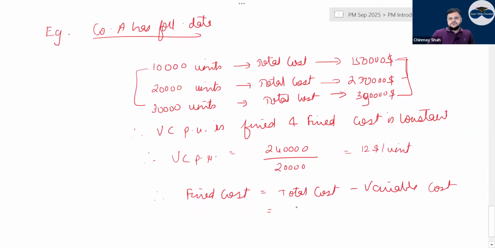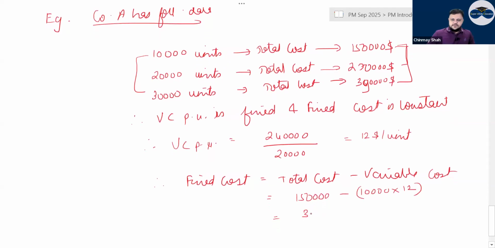So how much is total cost? Sir, 150,000. Minus how much is the variable cost? 10,000 units, 10,000 into $12. Correct? So how much is the fixed cost then at every level? 30,000. बराबर है क्या? देखो. Makes sense. But without the two assumptions that are there, can you go ahead with the question? Very difficult. No. Correct? Two assumptions.